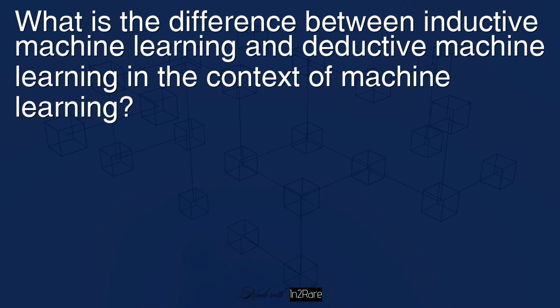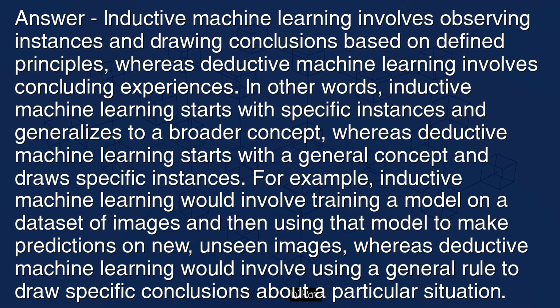What is the difference between inductive machine learning and deductive machine learning in the context of machine learning? Answer: inductive machine learning involves observing instances and drawing conclusions based on defined principles, whereas deductive machine learning involves concluding experiences. In other words, inductive machine learning starts with specific instances and generalizes to a broader concept, whereas deductive machine learning starts with a general concept and draws specific instances.